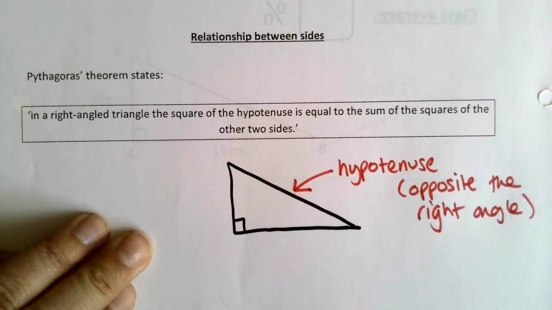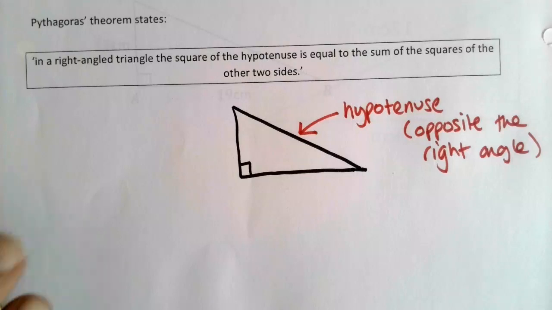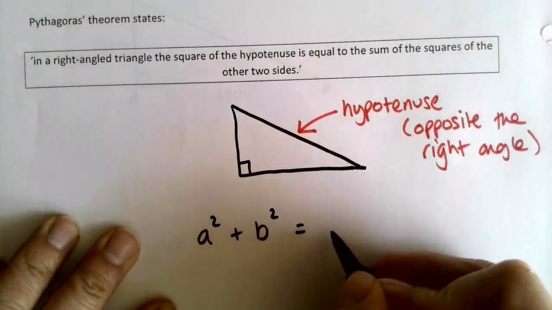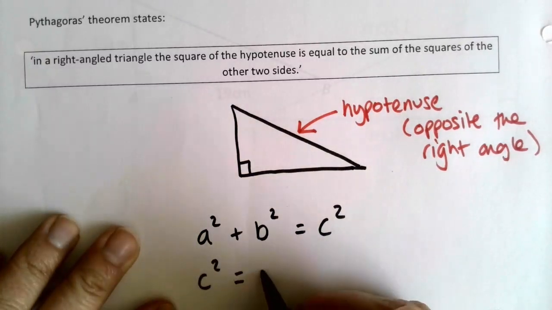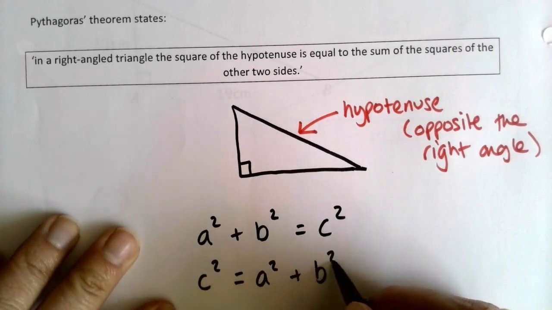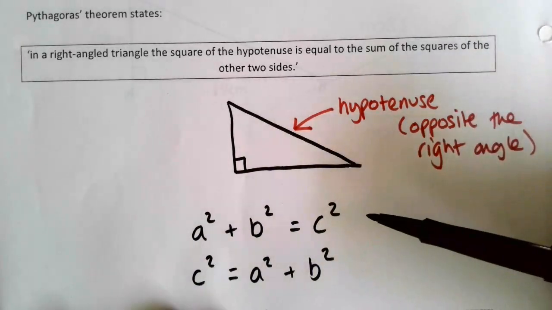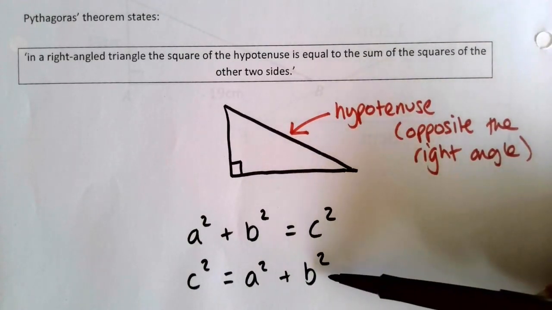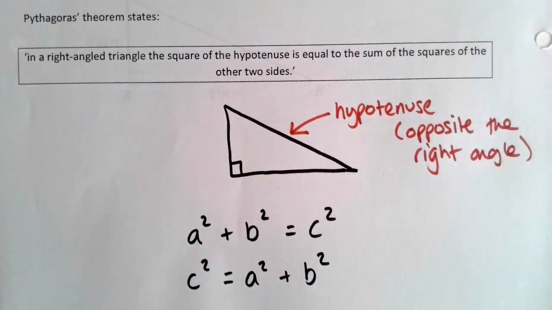Now, the way that we actually end up writing that is we write a squared plus b squared equals c squared. Or, if you prefer, we can write c squared equals a squared plus b squared. So different teachers will do that different ways. This first way tends to be my habit, but we might actually find for the first lot of questions that this way is a little bit easier. So we'll see how we go.